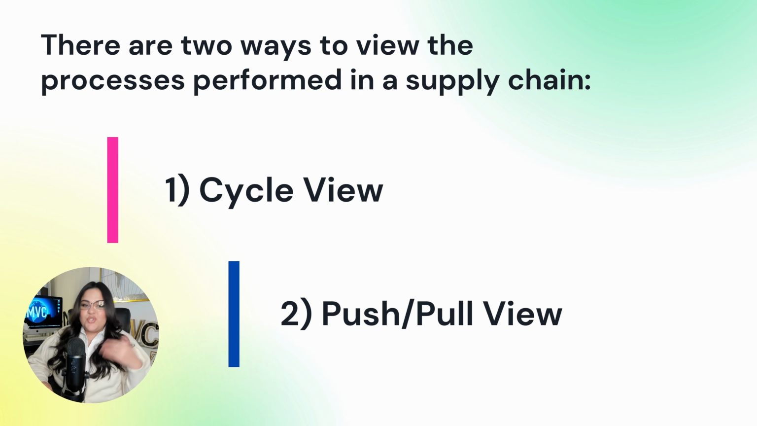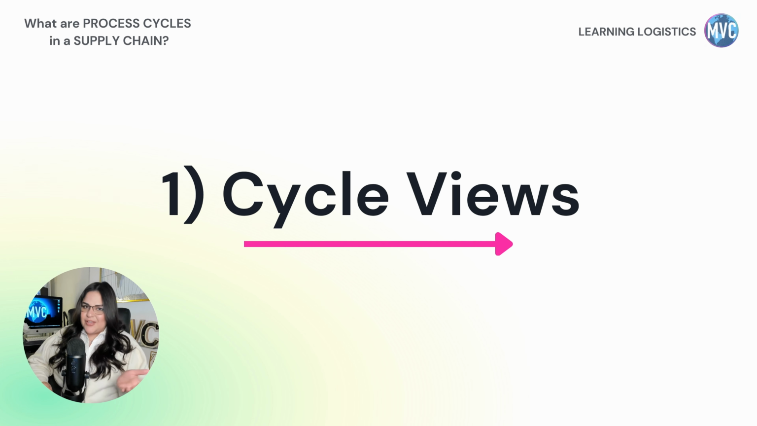There are 2 ways to view the processes that are performed in a supply chain, and that's as a cycle view and as a push and pull view. And you know me, I'm going to talk about them in detail in the upcoming slides. So let's take a look at that. First up, we have cycle views.